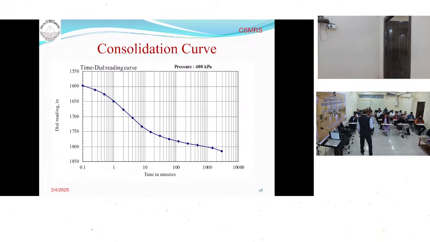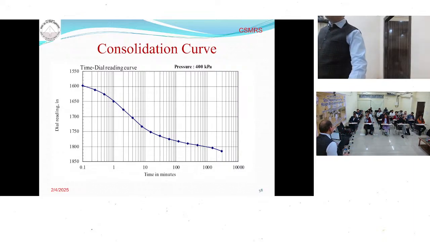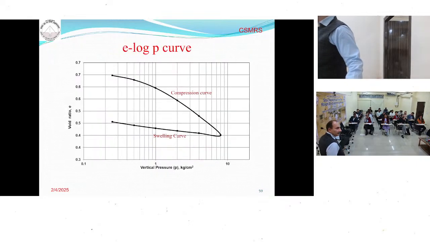and for every load you have to plot this: 0.25, 0.5, whatever load you applied. For every load you have to plot this curve. From this curve you determine the time for the 50% consolidation.